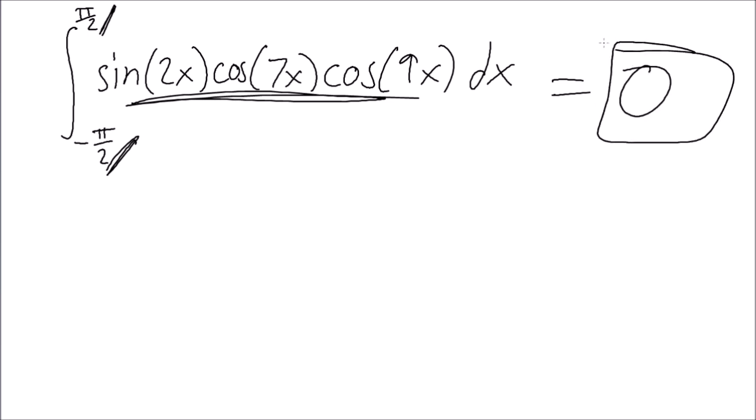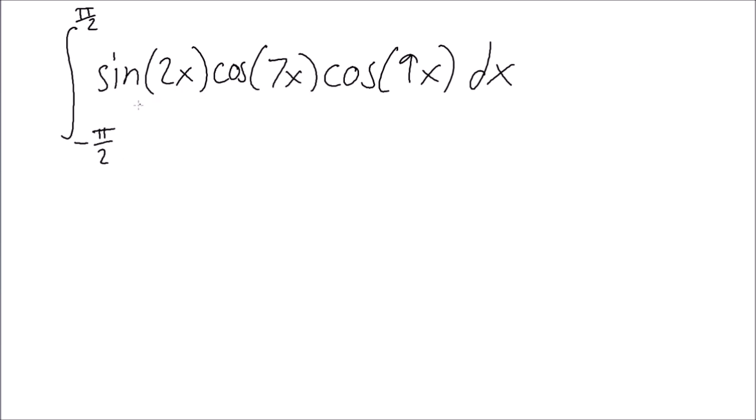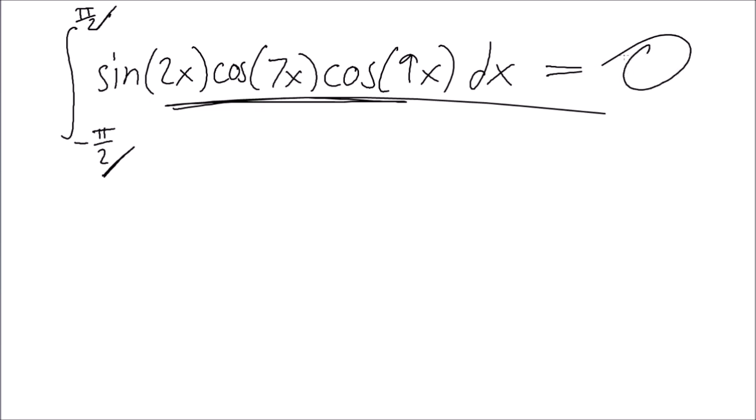I will annoy you to death to make sure that you remember symmetry. So symmetry. Do not forget that. Look at the bounds. If you notice something sus about the bounds, negative pi over 2 to pi over 2, let's check if this is an odd function. And it is an odd function. So this equals 0.